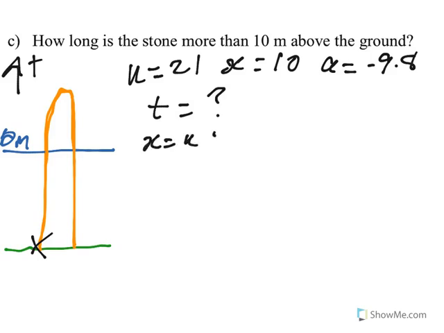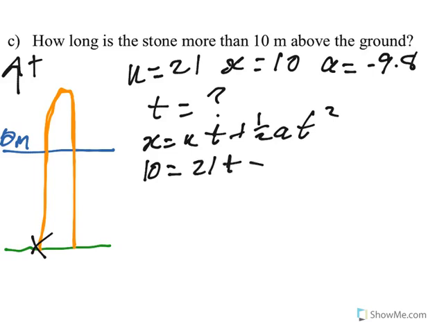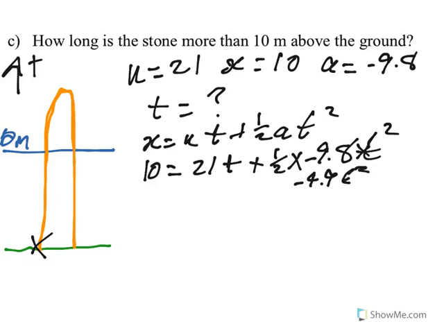So x equals ut plus a half at squared. So 10 equals 21t plus a half times minus 9.8 times t squared. If I neaten that up, that's negative 4.9. Bring it over the other side, so it's 4.9t squared minus 21t plus 10 equals 0.